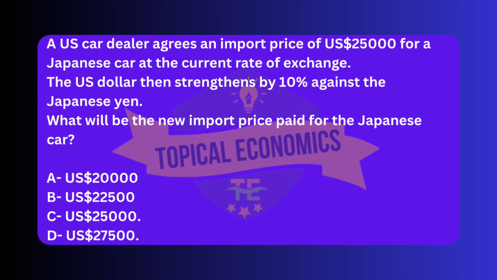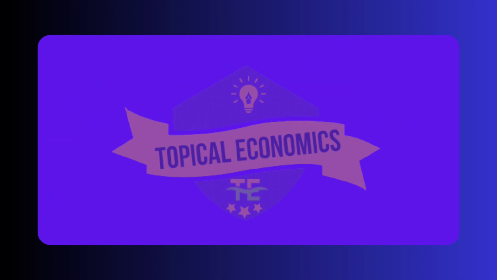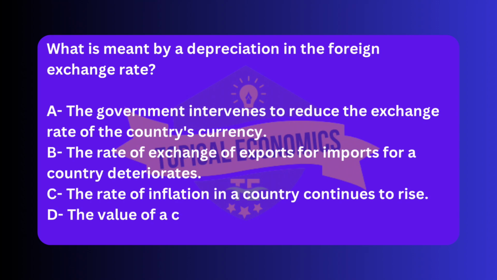To calculate this, we reduce the original price by 10%, which means the new price would be 90% of the original price. So, the new price of the car would be 25,000 times 0.90, which is equal to 22,500. Therefore, the new import price paid for the Japanese car would be 22,500 US dollars, reflecting the reduction due to the stronger US dollar.